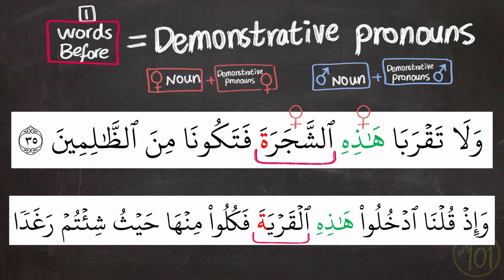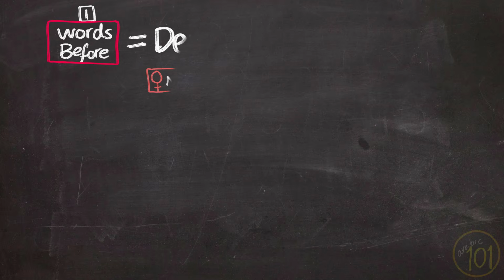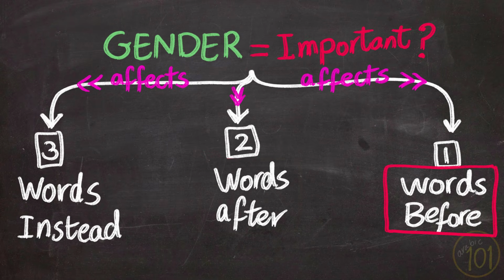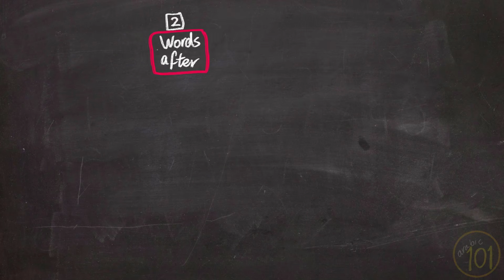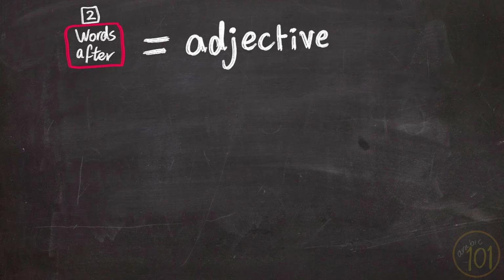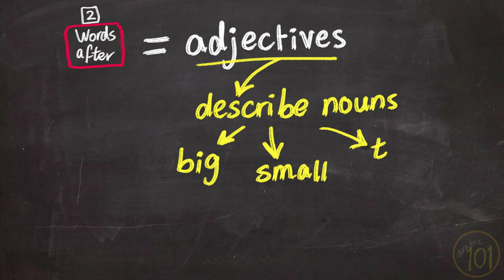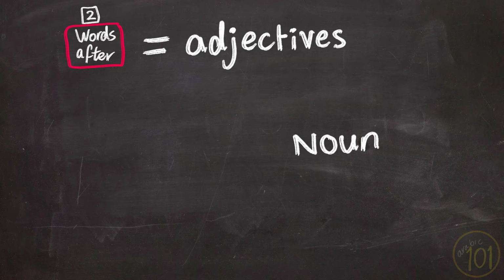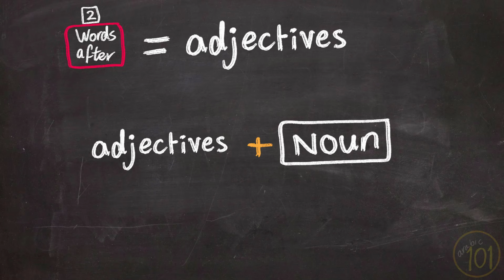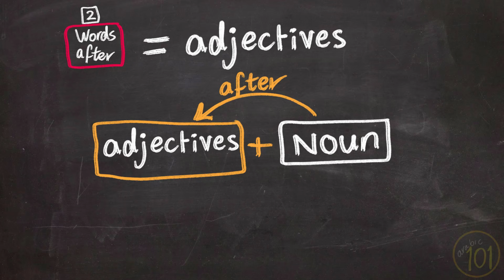Again, with the word Al-qamarya, it is a feminine noun, and therefore we use the word هذه. The second type of words that is affected by the gender of the noun are the words that are used after the nouns. We call them adjectives. And for those who don't know, adjectives are words that describe nouns, like big, small, and so on. In Arabic, and unlike English, adjectives come after and not before the noun.